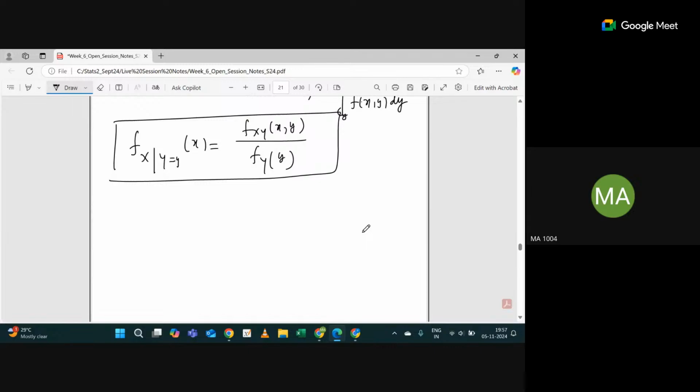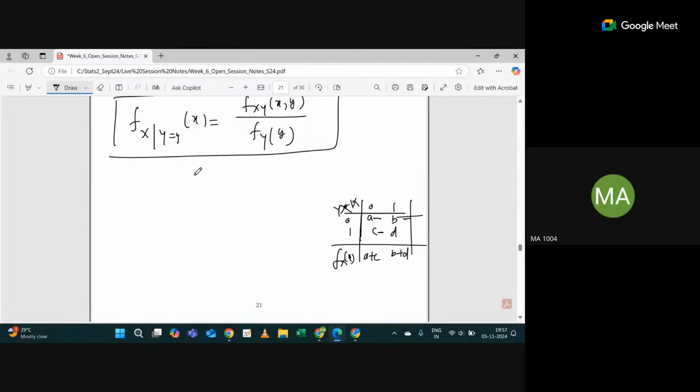In the case of discrete, you can recall, suppose this is x, this is y, with values 0, 1 and 0, 1. Some values are there: a, b, c, and d. If I ask what is f_X of x, what are you doing? You will add a plus c, b plus d. You are adding over the range of y, correct? Then in the case of continuous, the summation sign will be replaced by the integration. Clear? So how to solve this kind of question?